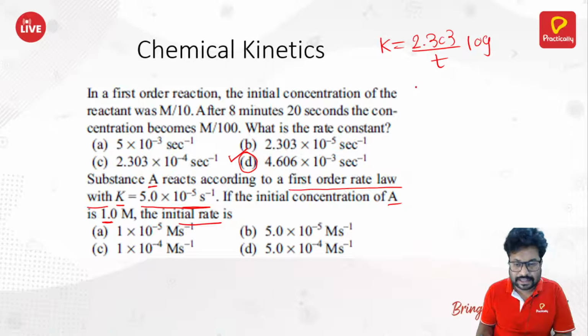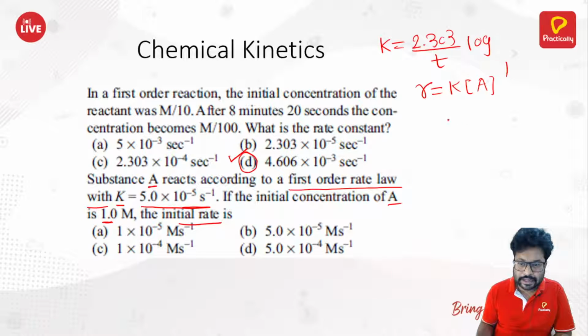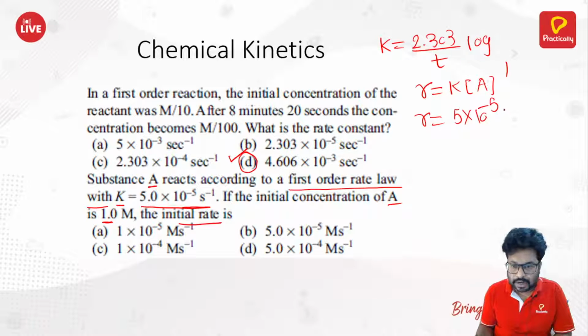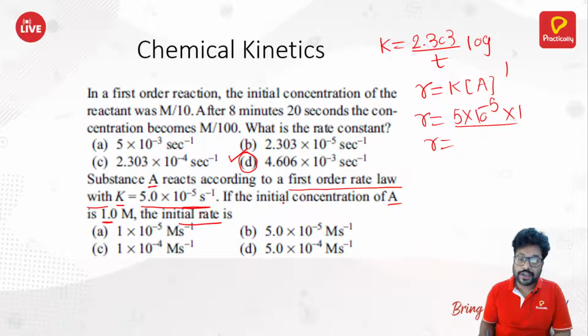See this here, it is quite simple. Rate is equal to K, it's a first order, right? So R is equal to K into A raised to 1. What they're asking is the rate. What is K? K is 5 into 10 raised to minus 5, right? And concentration of A is what? It's 1 molar. So it's quite simple. Rate is equal to 5 into 10 raised to minus 5 into 1, which is equal to 5 into 10 raised to minus 5 only, which makes option B the correct answer.